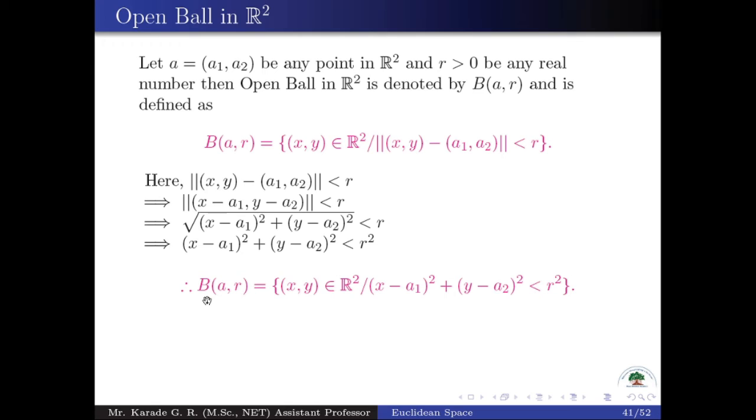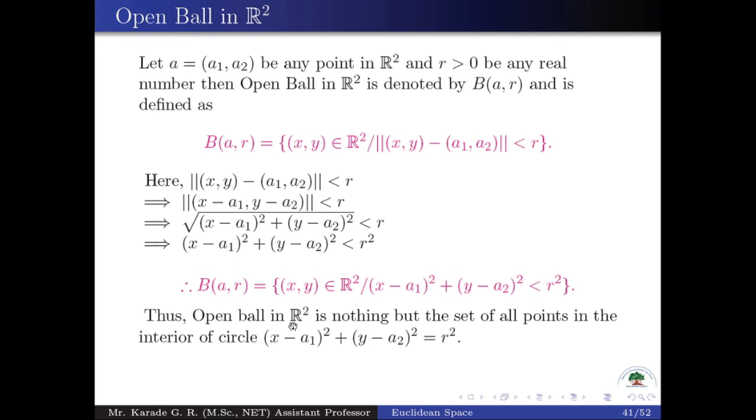Therefore, the ball about A with radius r is the set of all ordered pairs (x, y) belonging to R2 such that (x minus a1) squared plus (y minus a2) squared is less than r squared. Thus, an open ball in R2 is nothing but the set of all points in the interior of the circle (x minus a1) squared plus (y minus a2) squared equals r squared.